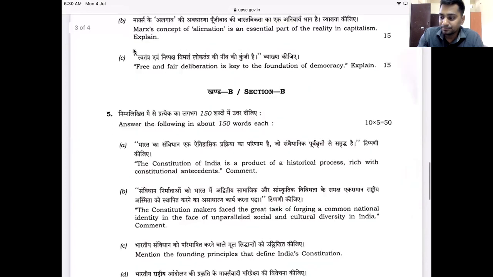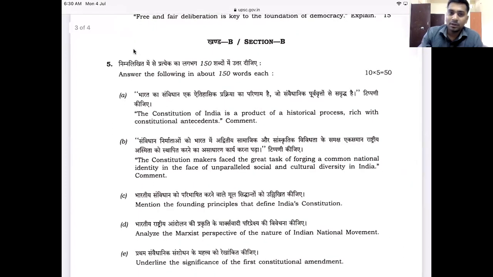Similarly, in section B, answer the following about 150 words. Again, there will be 5 questions. Fifth question is compulsory. So all these 5 becomes compulsory now. A, B, C, D, E. You have to write all this. So 5 here, 5 there, 10 are very compulsory. Don't think that you have to attempt only 5. Again, by this point of time, there are 10 questions, right?